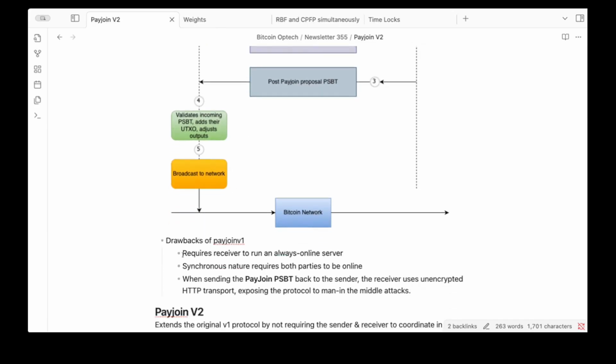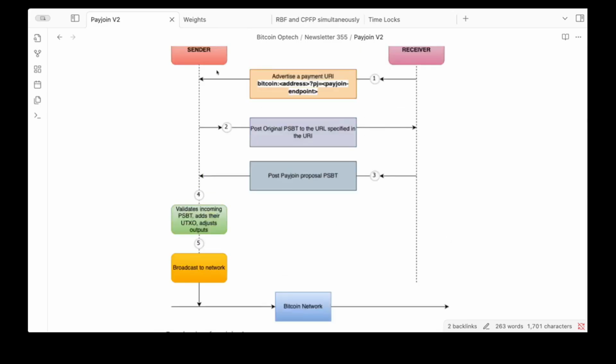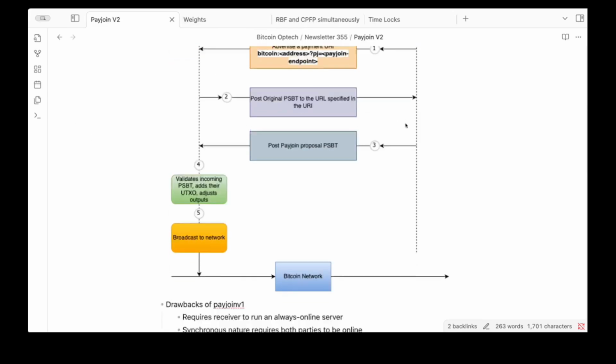That is a drawback. The third drawback is this: here you can see that once this communication is done, the sender sends back a PSBT to the receiver. So this communication happens over vanilla HTTP protocol. So this exposes the whole protocol to man-in-the-middle kind of attacks. This is a drawback in the PayJoin V1 version.